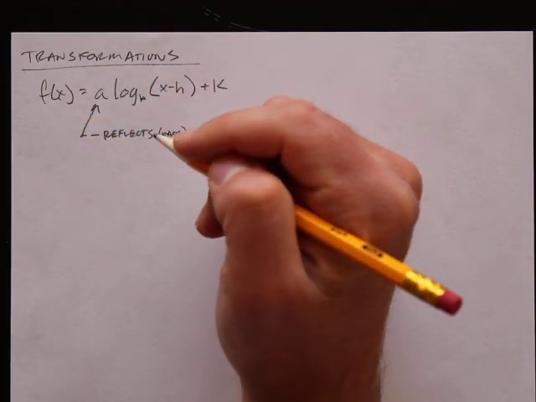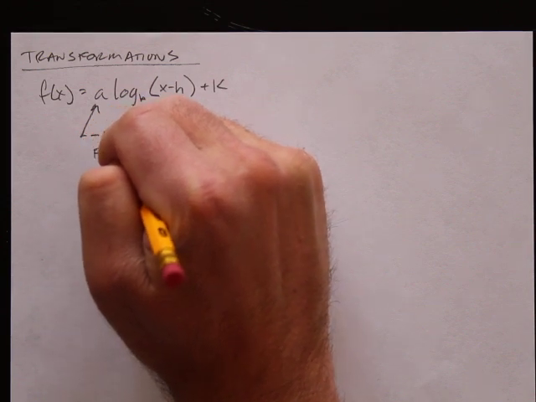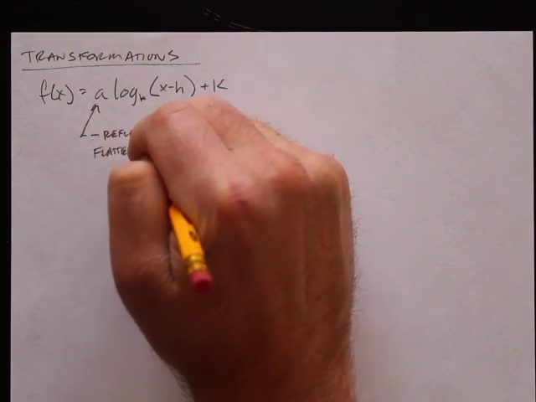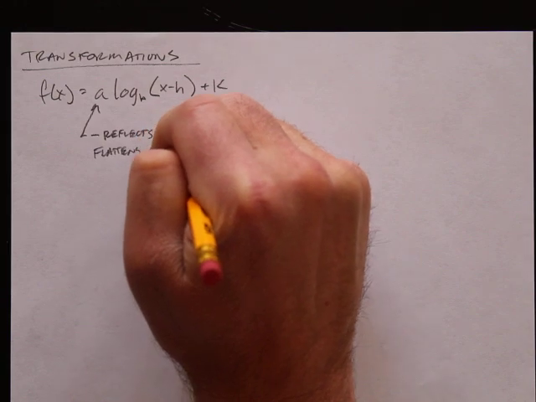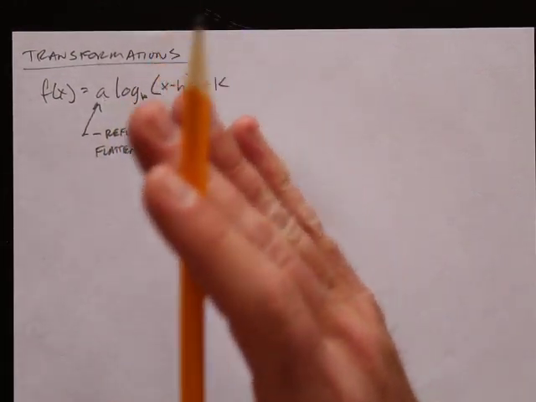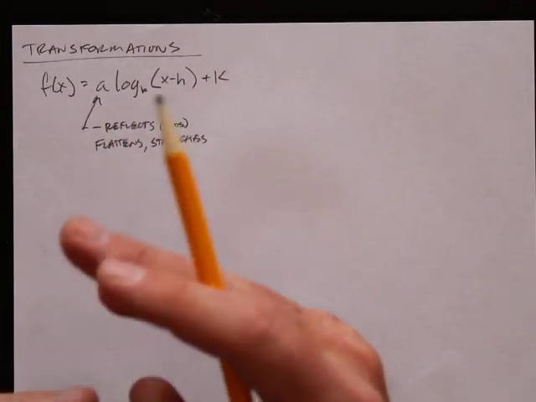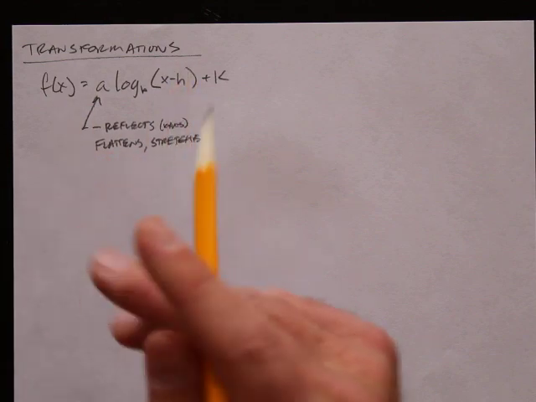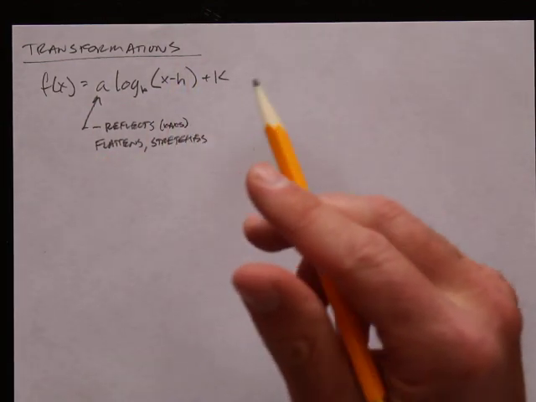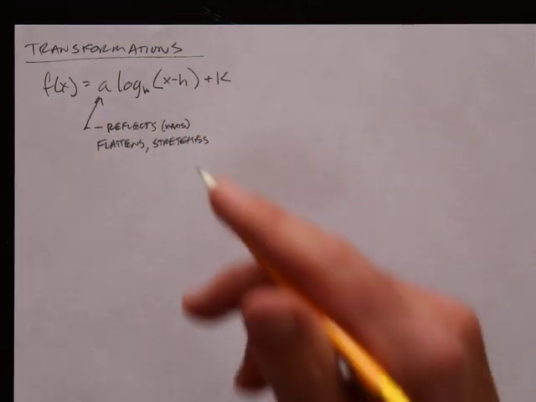And then it flattens and stretches just like we looked at on the other functions. So if it's a fraction, it squishes it. If it's between 0 and 1, squishes. If it's above 1, then it's going to stretch it this way.